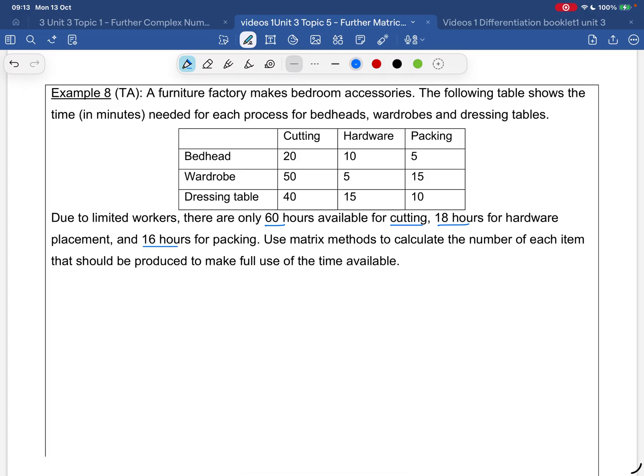And it says use matrix method to calculate the number of each item that should be produced so that we maximize our time available. So we need to know how many bed heads, how many wardrobes, and how many dressing tables need to be manufactured.